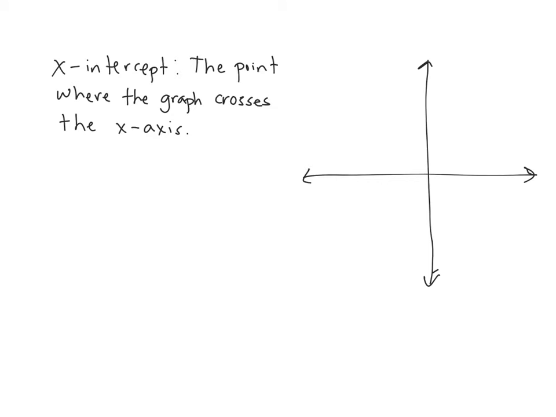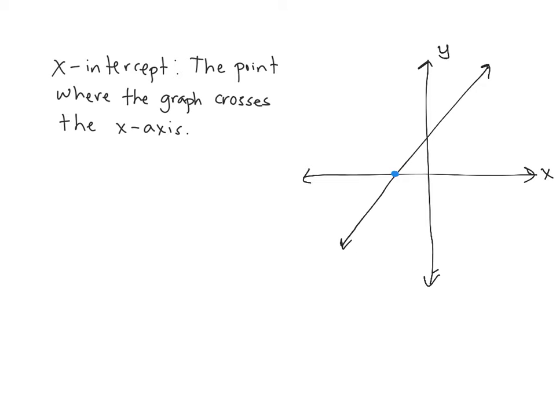So we're going to start with the x-intercept. The x-intercept is the point where the graph crosses the x-axis. So if we're thinking about a graph here, I have a coordinate plane. Remember, the x-axis is left and right, the y-axis is up and down. And so if we have a line going through the graph, the x-intercept is going to be that spot where the graph crosses the x-axis right here. So that blue point would be your x-intercept.